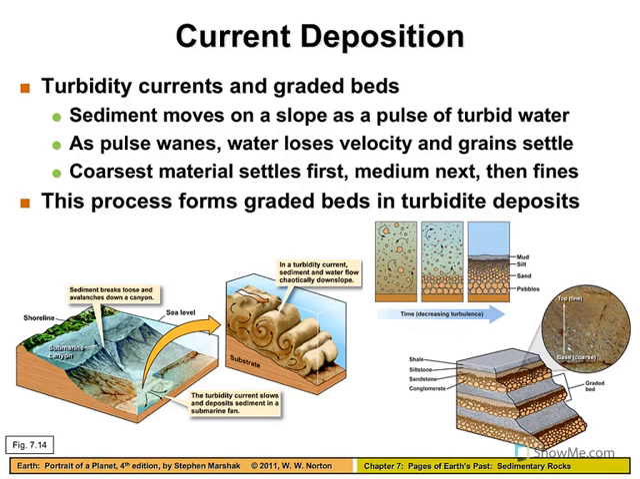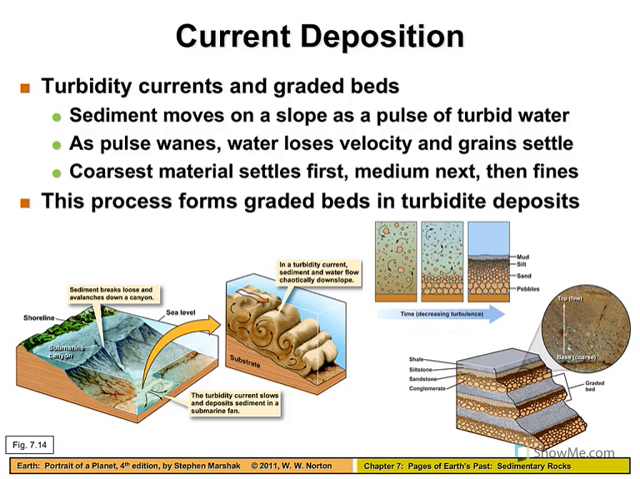So we were taking a look at different sedimentary structures that we can see, and in class last time we talked about crossbeds and ripple marks, but let's take a look at some other ones we can see. We can also see these things called turbidity currents and graded beds.